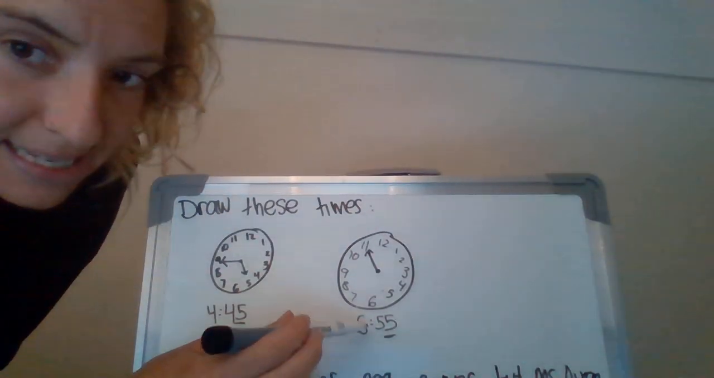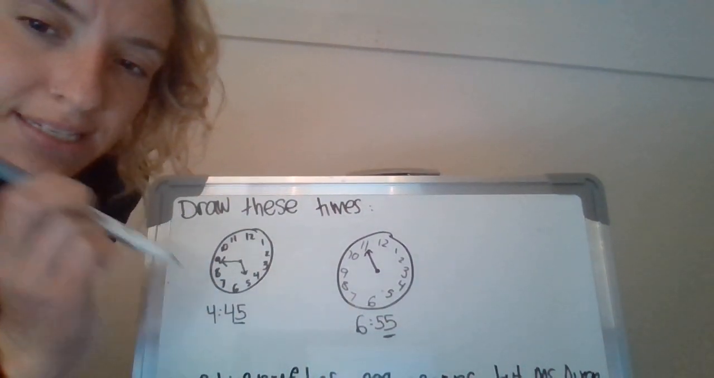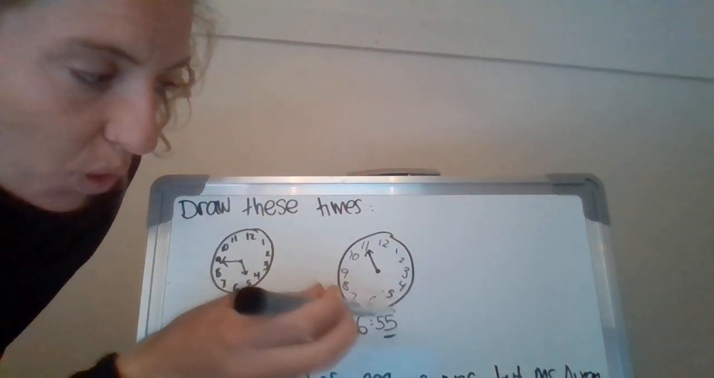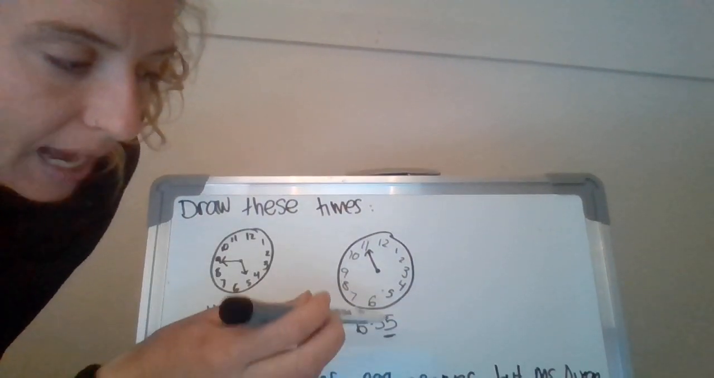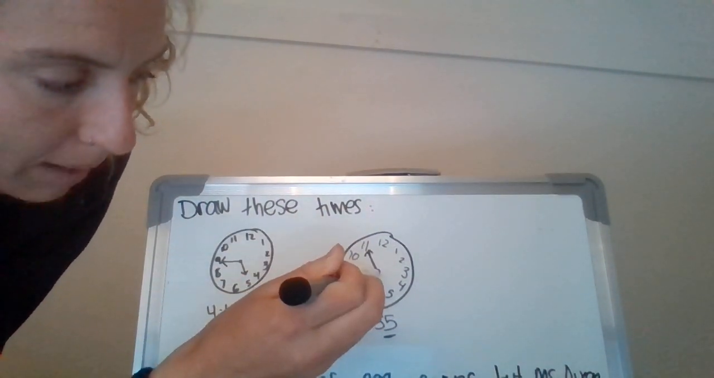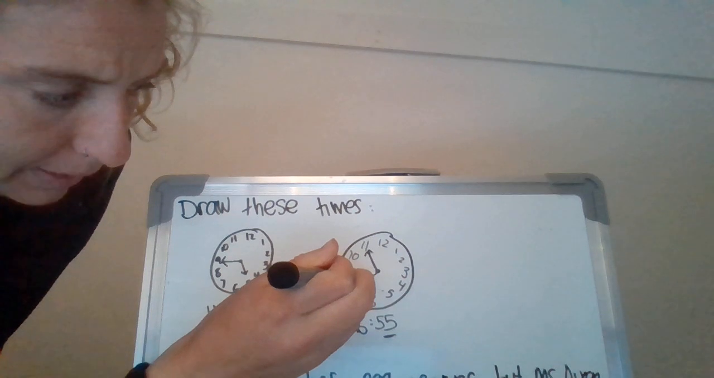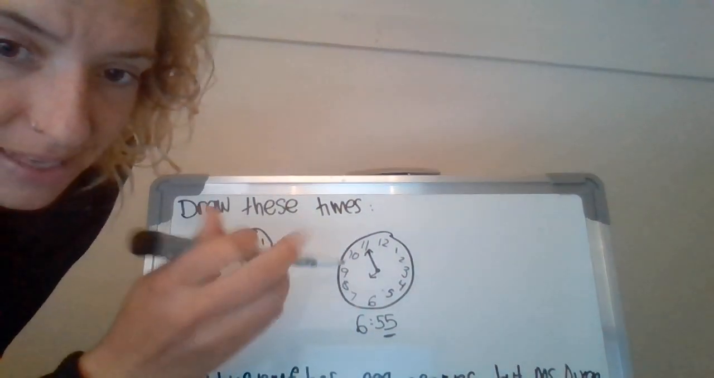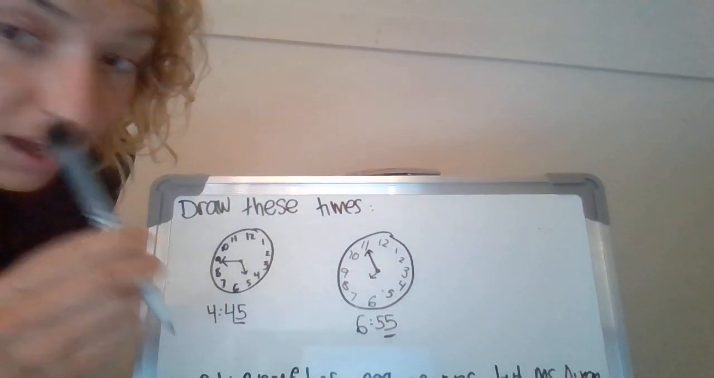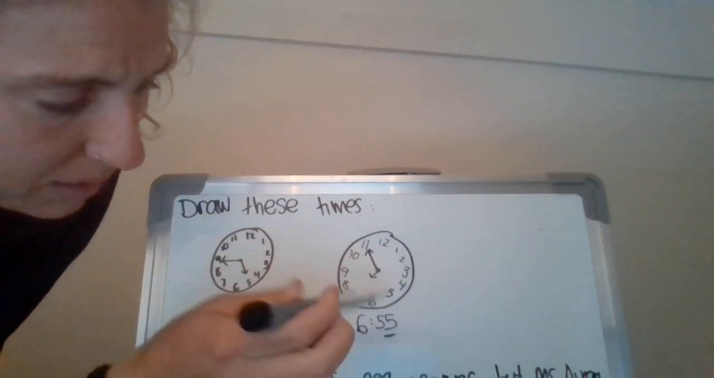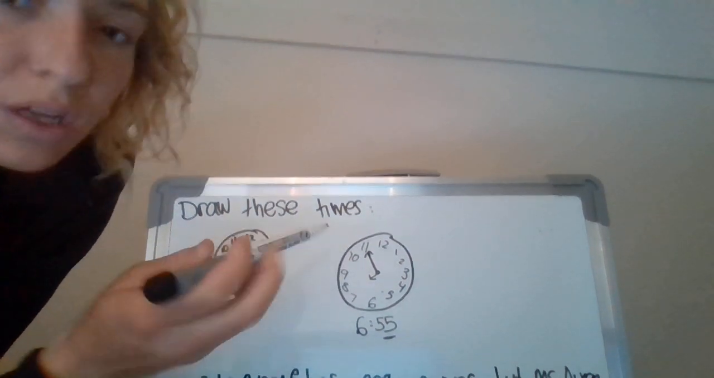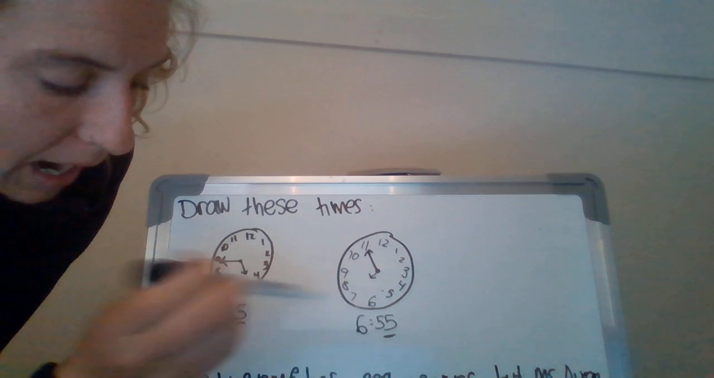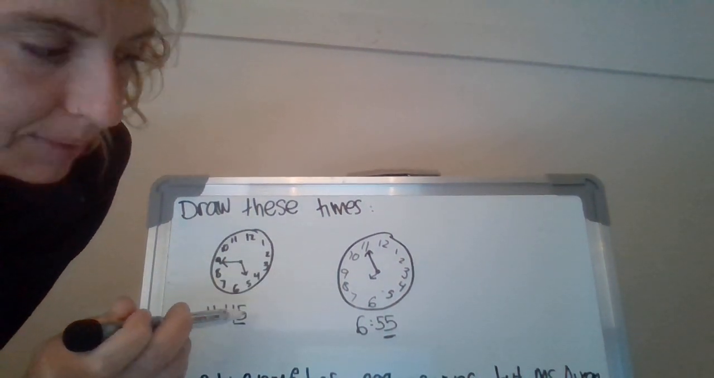Now, this says 6:55. I know that it's still the 6's hour, but I also know it's only 5 minutes before 7 o'clock because the hour that comes next is 7. So my hour hand is going to point almost exactly on the 7 because it is almost 7 o'clock. It's not quite there yet, but I know that if it was pointing right at the 6, it would look like 5:55. When it is 55, it is almost the next hour. And when it's 45, it's also getting pretty close.